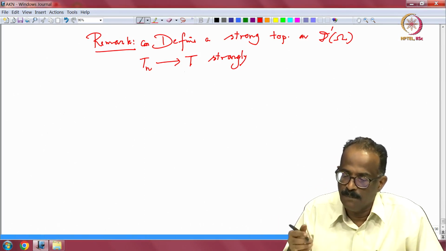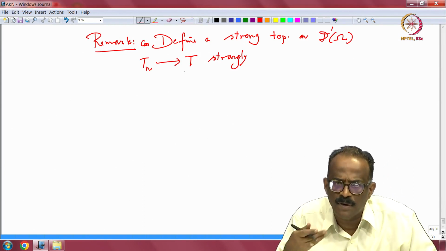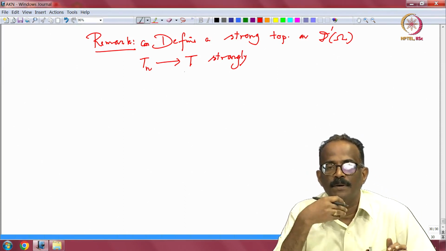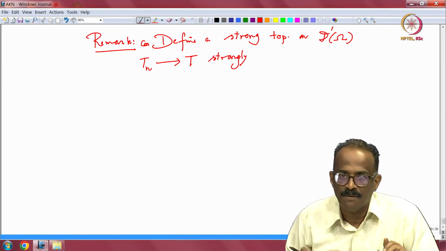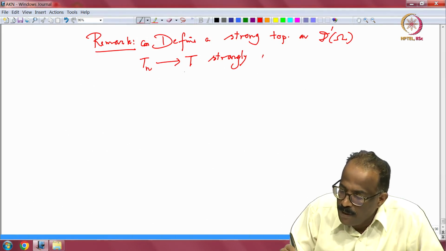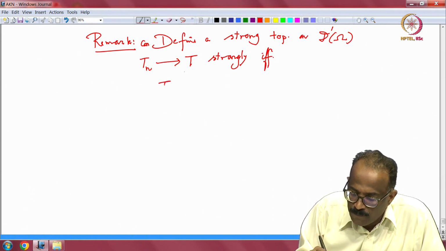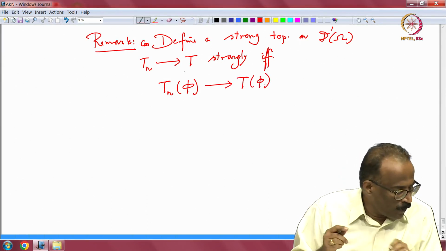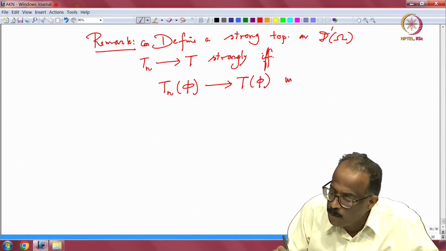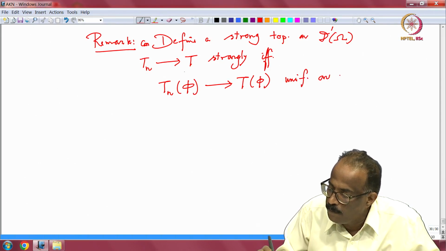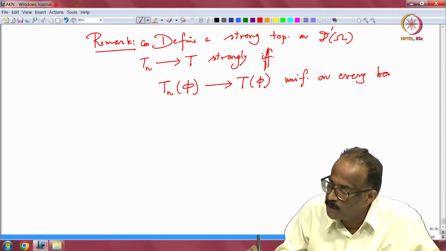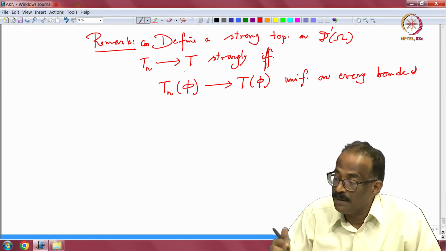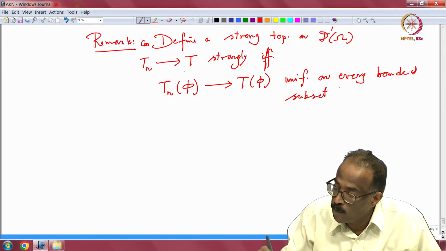You can define this using polar sets, which are convex balanced sets. If you want to get into all those topological concepts, you can refer to books like Rudin or any other book on locally convex topologies. T n converges to T strongly if and only if T n of phi converges to T phi uniformly on every bounded subset of D omega. For the weak star topology, T n of phi converges to T phi for each phi, but here it is uniform on every bounded subset of D omega.